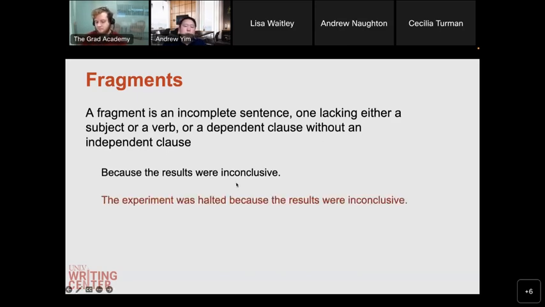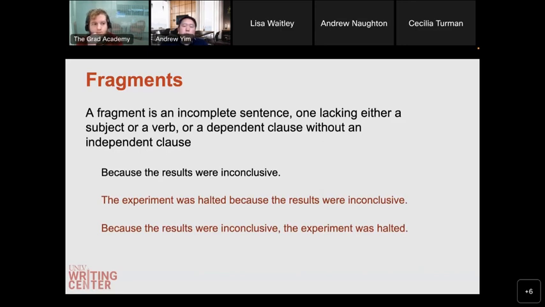Okay, so it's been about a minute. Some examples that you can run with here are: the experiment was halted because the results were inconclusive, or because the results were inconclusive, the experiment was halted. In this case, you can either keep your fragment at the comma and then add a sentence at the end, or you can do the reverse and say the experiment was halted because the results were inconclusive. So often fragments are things that we can add to, and this is part of the revision process moving forward.